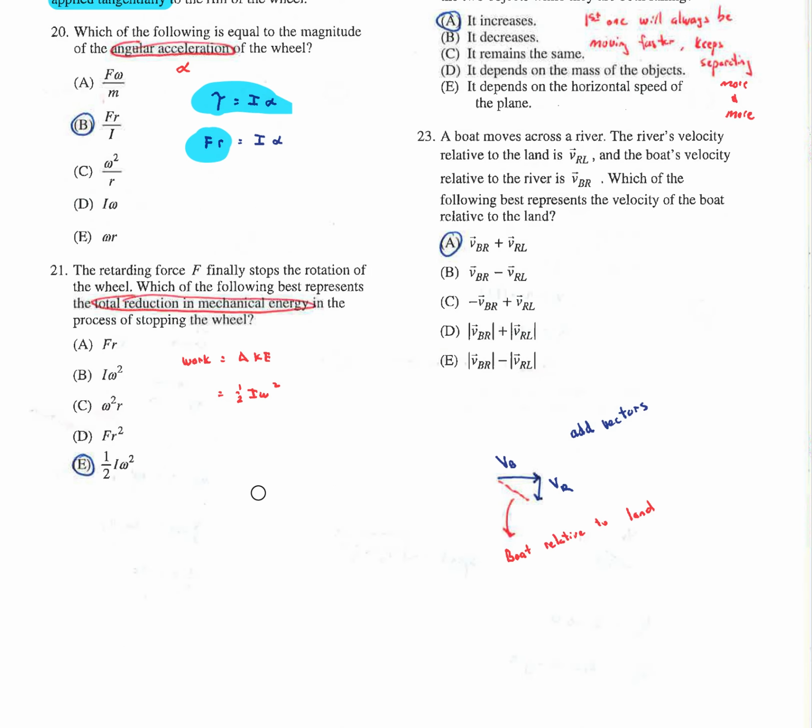Same thing here. This force is slowing something down. It's changing the mechanical energy. So what's the reduction or the loss of mechanical energy? It's just the work done, and the work done is equal to 1/2 I omega squared.